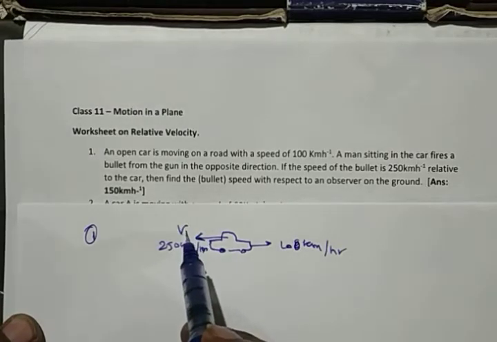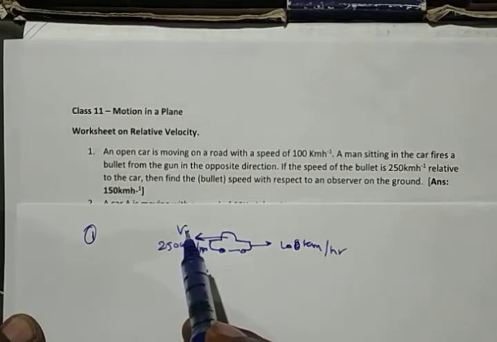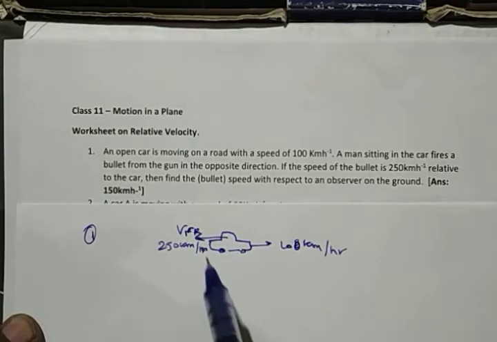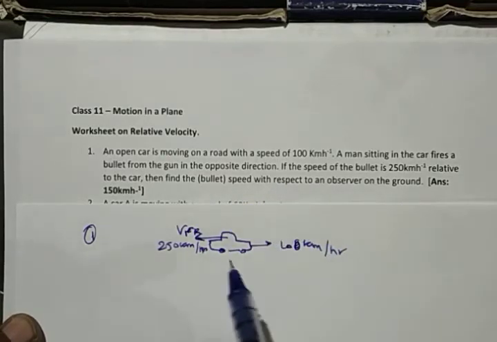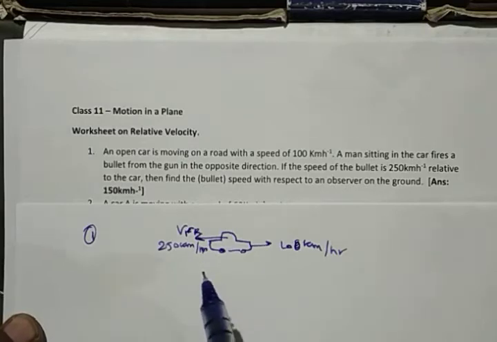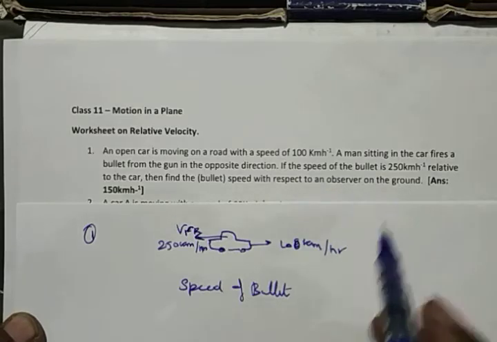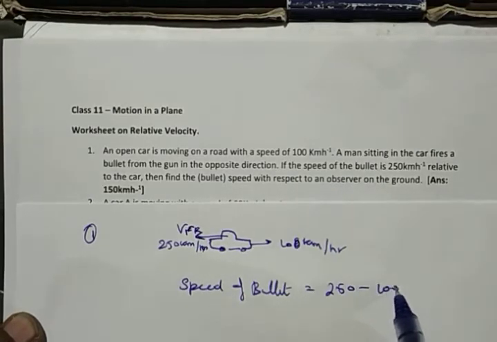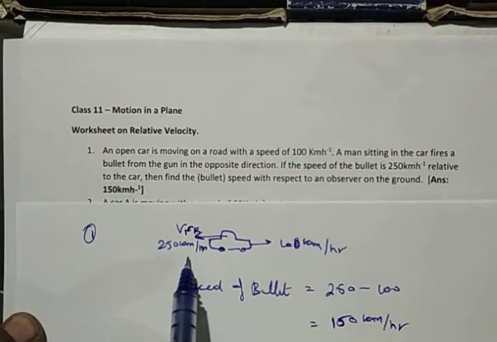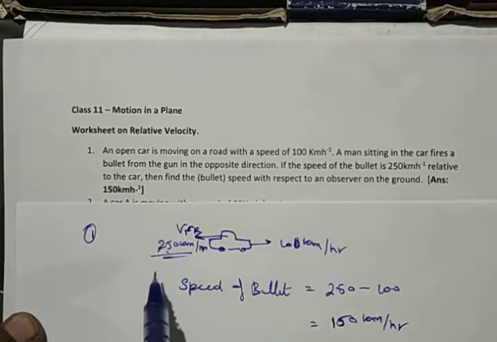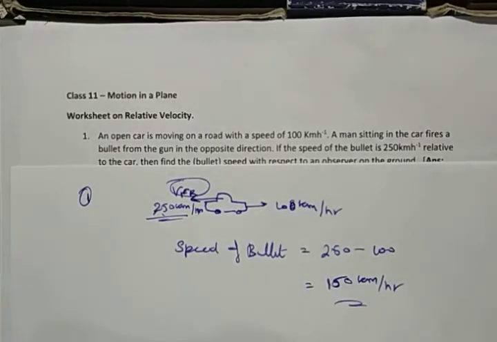There is the firing of the gun relative to the car. So what is the speed of the bullet which has been going in this direction? The speed of the bullet with respect to the observer is going to be equal to 250 minus 100. It is 150 kilometers per hour, because it is already an added speed of 100 plus 150 together. This is an added speed because it is a relative velocity. So the final thing will be 150 kilometers per hour.